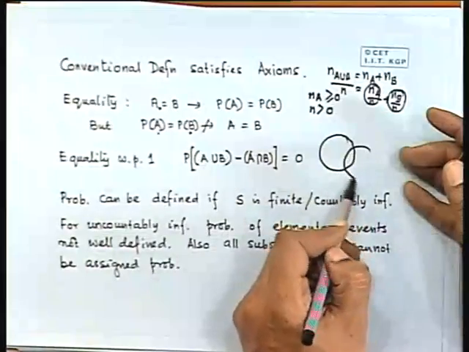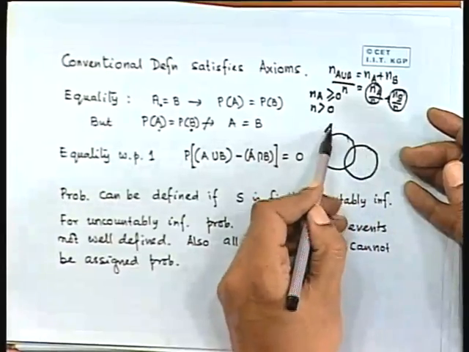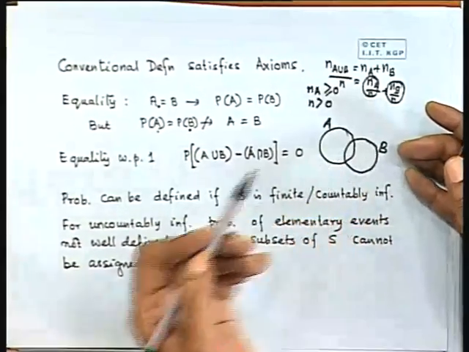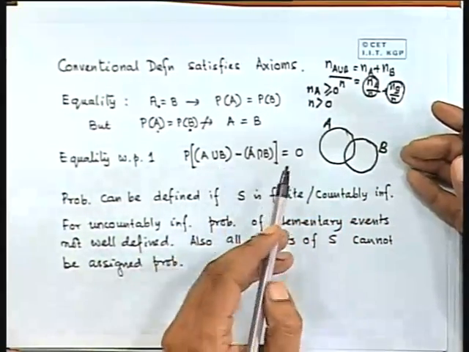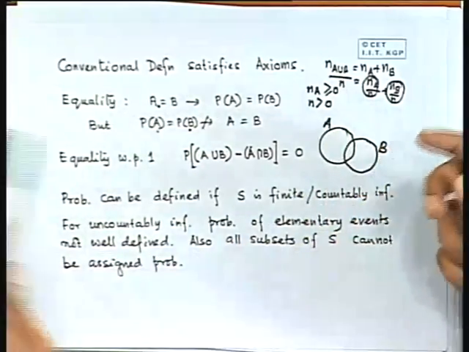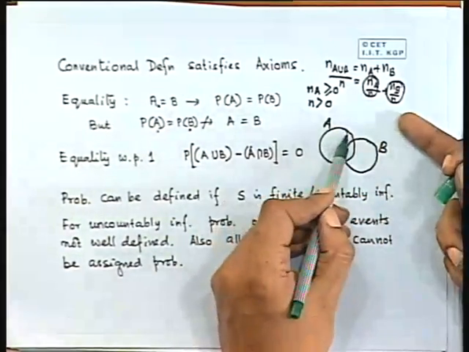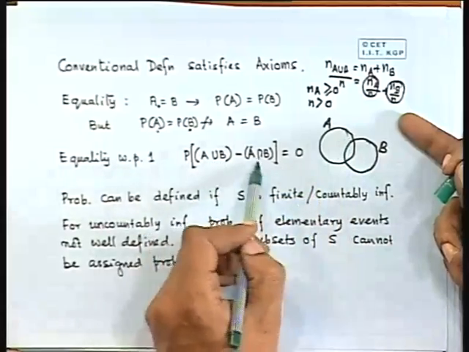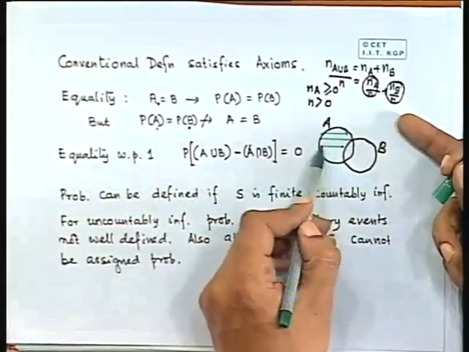It means that the probability of, say, you have learned about Venn diagrams. So this is A and this is B, right? So what is A union B? A union B is... what is A union B minus A intersection B? It is this one.